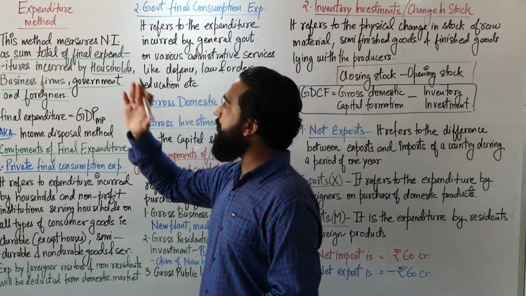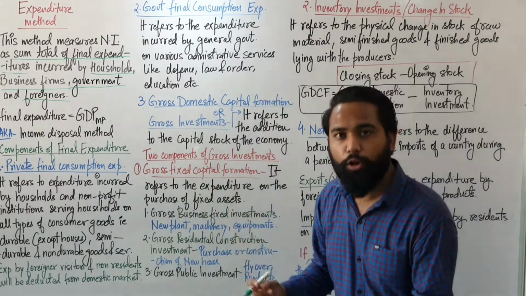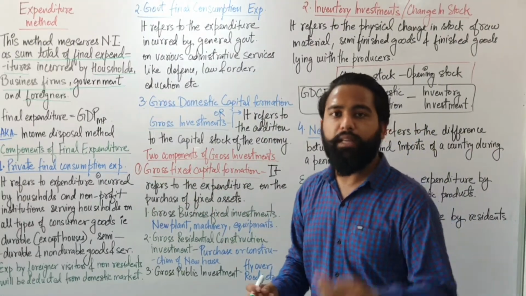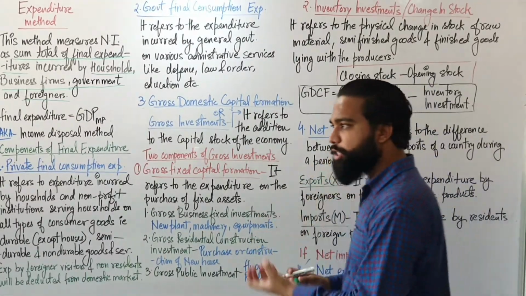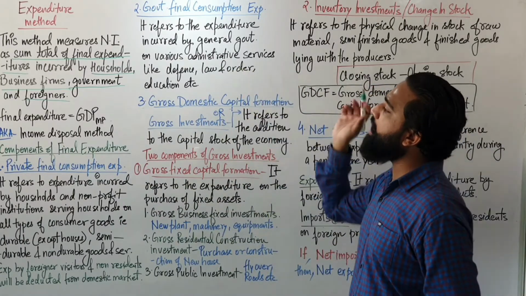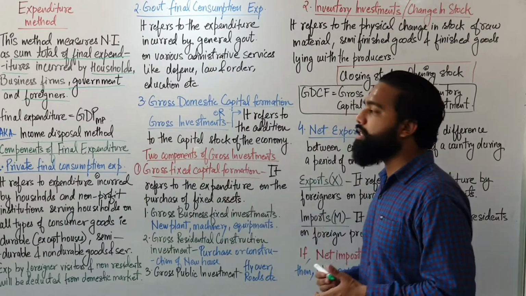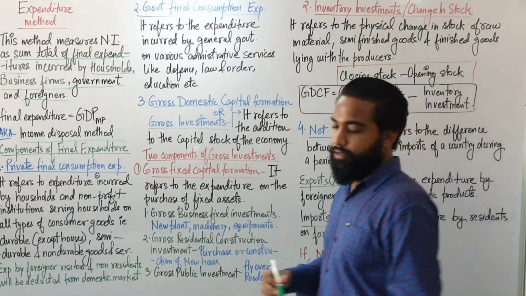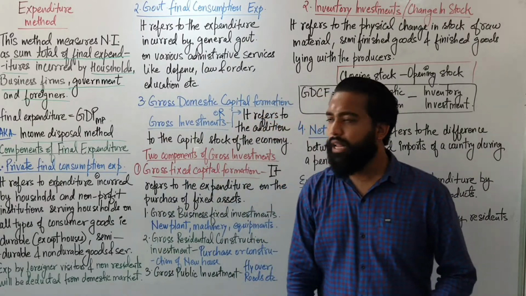So this is the expenditure. It is the sum total of final expenditure incurred by the households, business, government, and foreigners, and collectively the final expenditure is also known as GDP MP. And this expenditure method is also known as the income disposal method. So students, this is also known as the income disposal method.